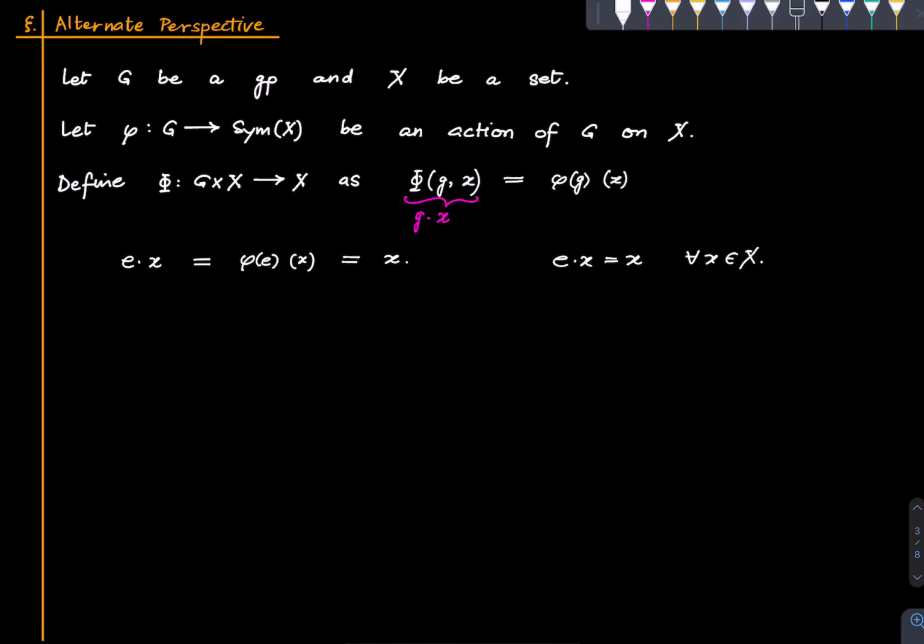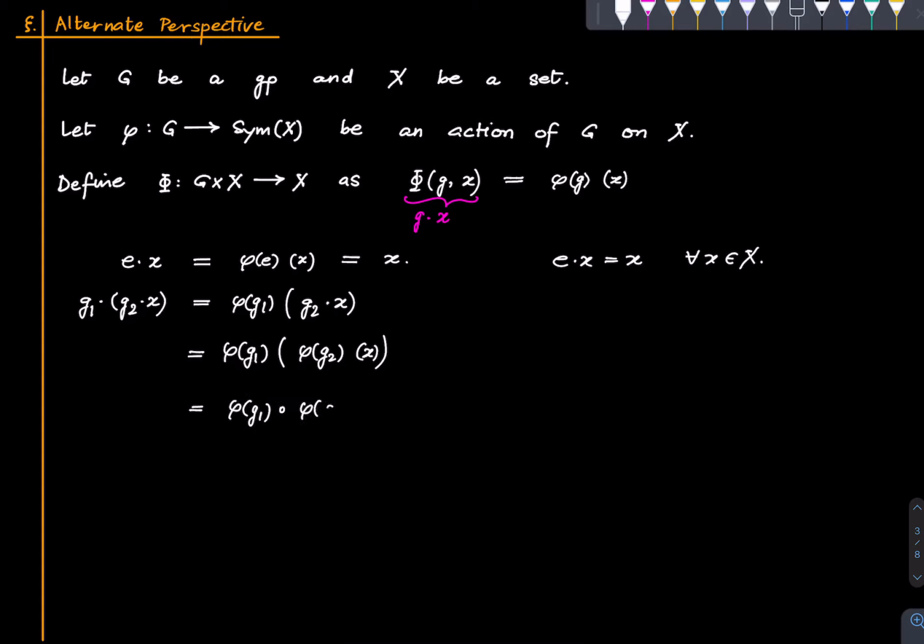And the second property is g1 dot g2 dot x. What is this? This is phi g1 operated on g2 dot x. What is that? That is phi g2 operated on x, which is nothing but phi g1 composed with phi g2 operated on x by definition of the composition.